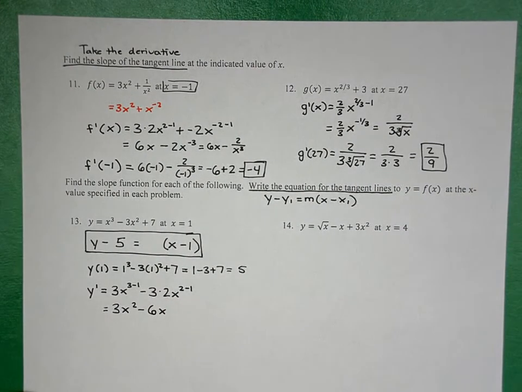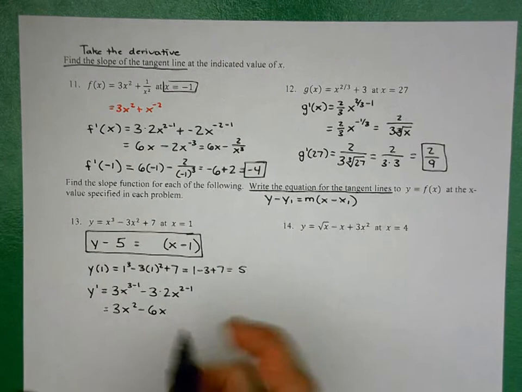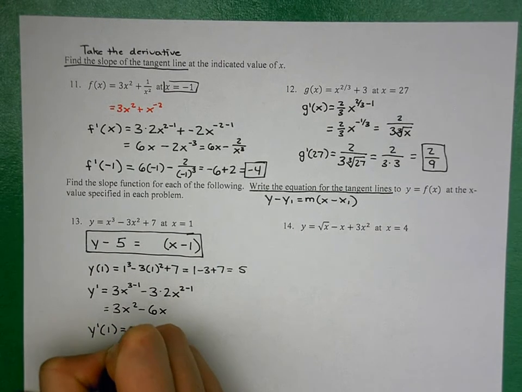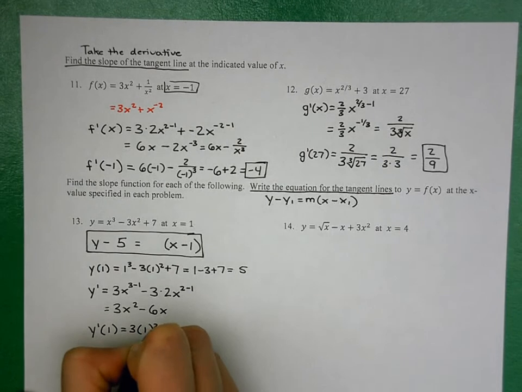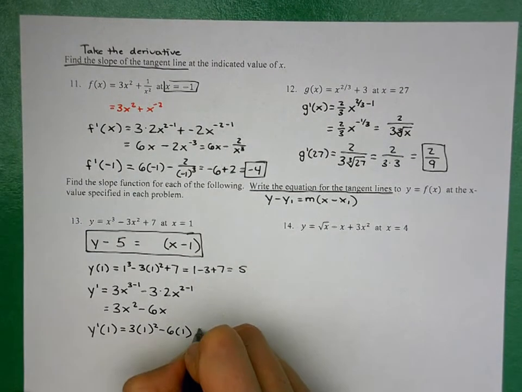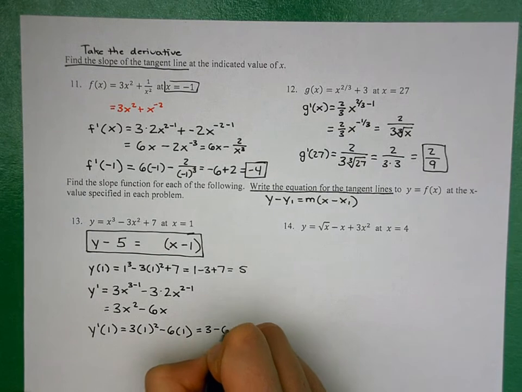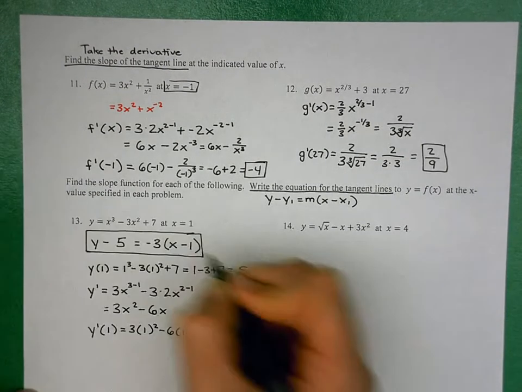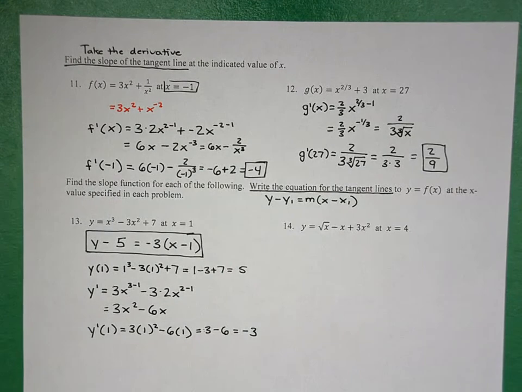My slope then, at x equals 1, so let me go ahead and show that I'm plugging in 1, is 3 times 1 squared minus 6 times 1, which is 3 minus 6, or negative 3. And you're done. Okay, that's what a derivative is. It's the slope of a tangent line. Okay?